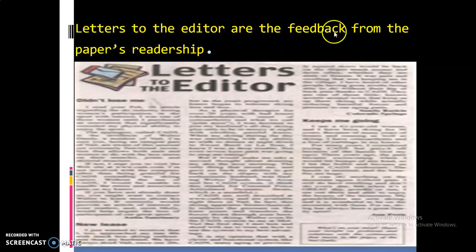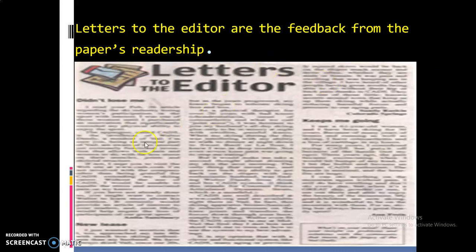So letters to the editor are the feedback from the paper's readership. So if an editor does not get letters from his readers, it means that they either do not care for what comes out through his paper, or that they do not have opinions about contemporary issues. So they are very particular that they must get letters from their readers. And if the readers do not have opinions, the editor has failed as an opinion leader. So they expect letters from readers. So keep writing letters to editors or to the agencies, newspapers.